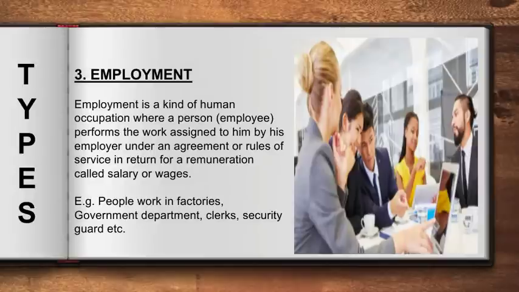So they're saying anybody who does a job for which he is being paid a salary or a wage is known as an employee, and what he does is called employment. So who all can come under this category? People who work in factories, government departments, security guards, all of them, they are working for the sake of earning some money, okay? So they all come under employment. What they are doing is some kind of employment.